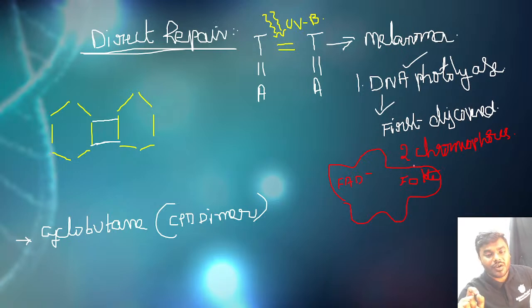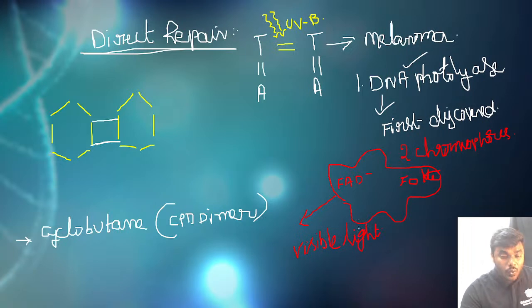I want every one of you to understand one more important point. This particular photolyase enzyme absorbs a great amount of visible light. And if you ask me very specifically what color of the visible light it absorbs more, I can tell you very clearly, friends, blue color. Now this is the simple structure of the photolyase enzyme. It contains two chromophores, one FAD minus, another one, friends, the folate.